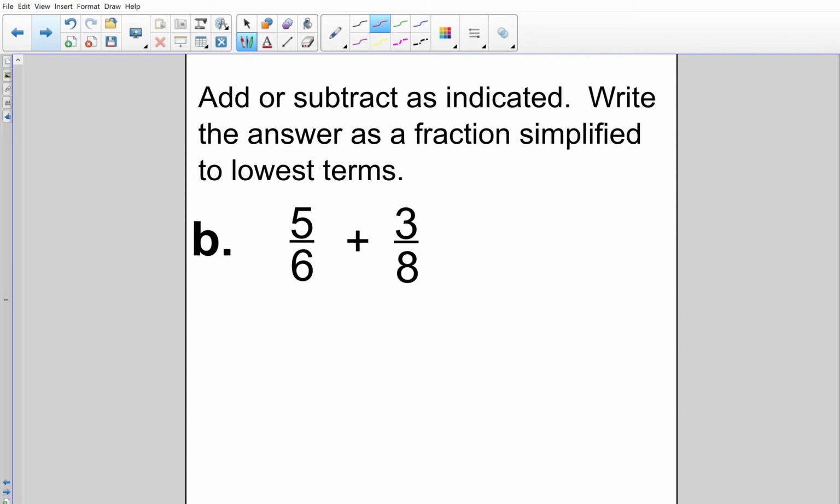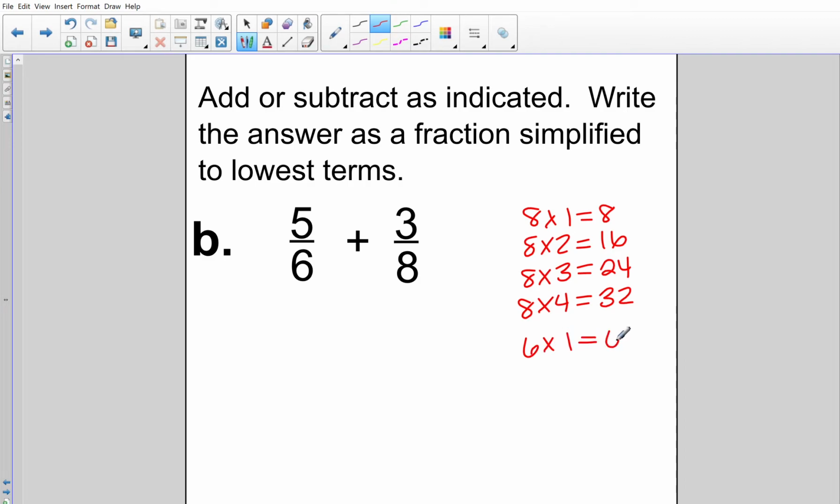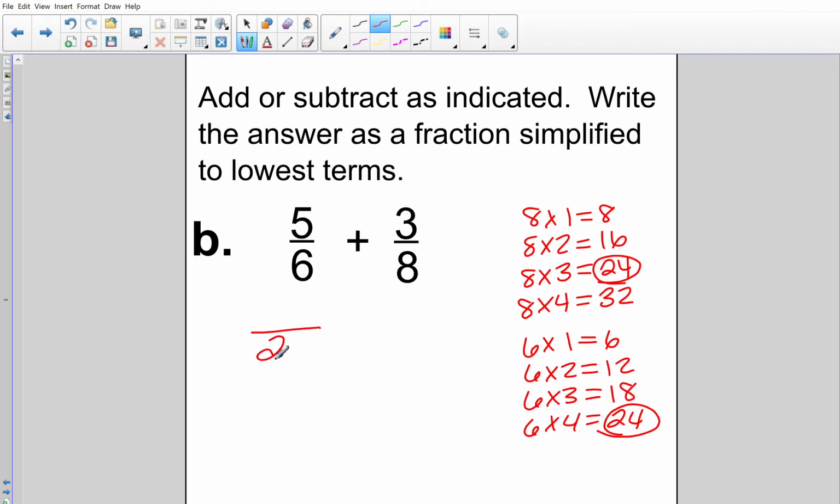Okay, so this one right here, I've got 6 and 8, can't be any smaller than 8. So 8 times 1, I'll do 8 times 2, 8 times 3, and I'll do 8 times 4 just to be safe. Okay, and then I'll do some with 6. 6 times 1, 6 times 2, 6 times 3, nothing so far, 6 times 4, and you can see I've got 24 and 24. So my lowest common denominator is going to be 24 here. So I've got 24 and I've got 24.